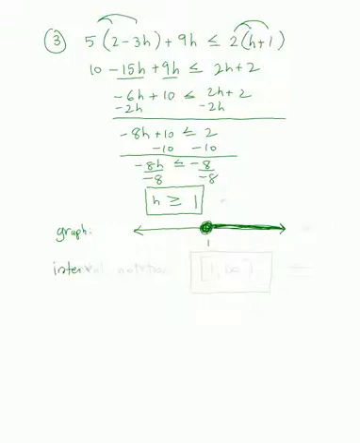Finally, we have interval notation. This time we're starting at 1 and we're going to the right forever. So in fact, it's from 1 to infinity. We are including 1, but we're not, of course, including infinity. There you have it. We have solution, we have the graph, and we have the interval notation.